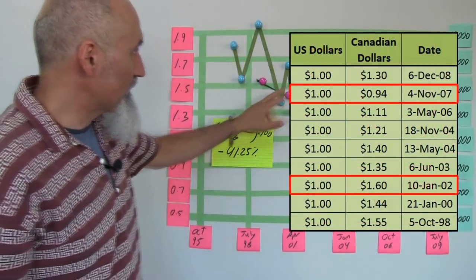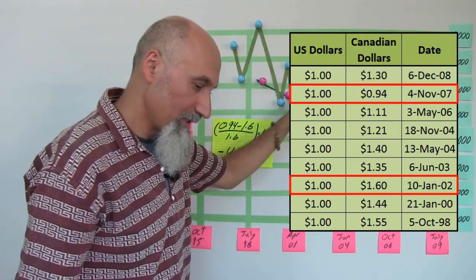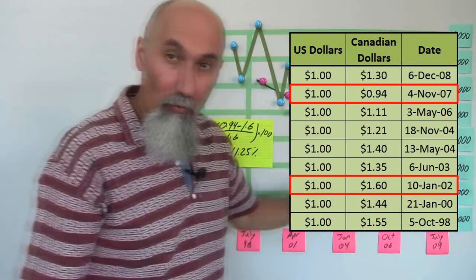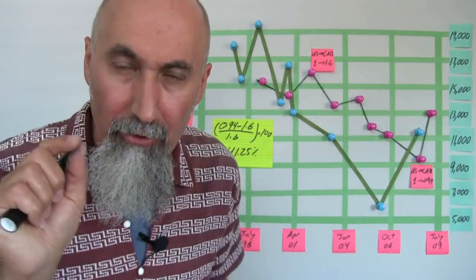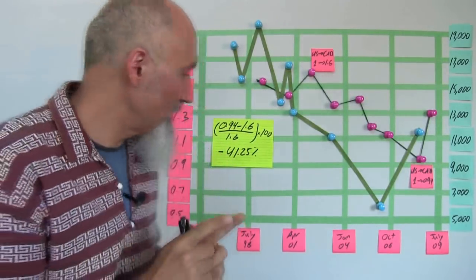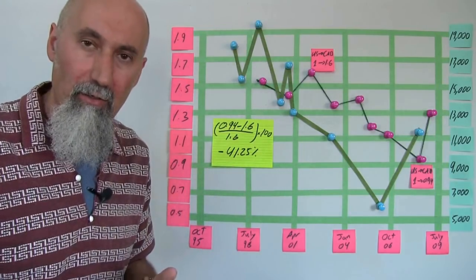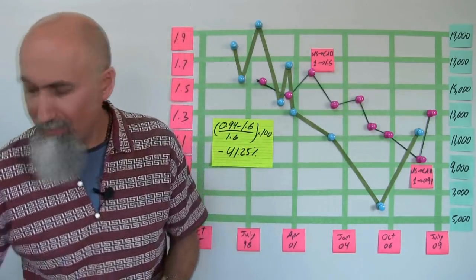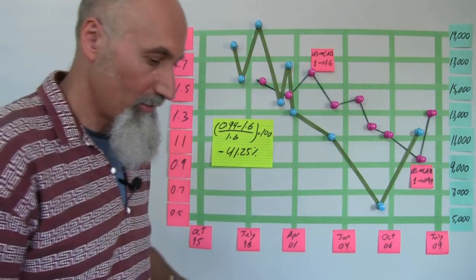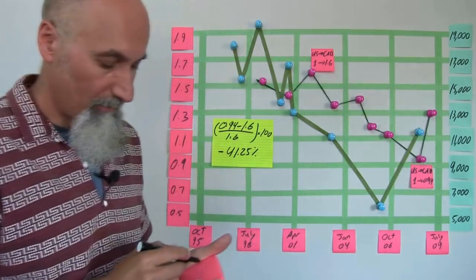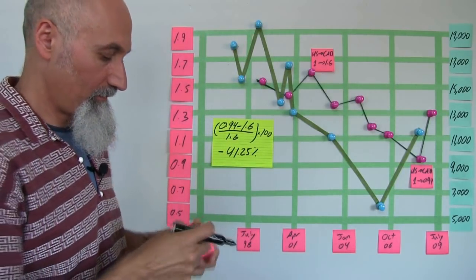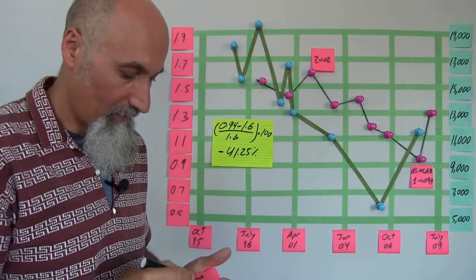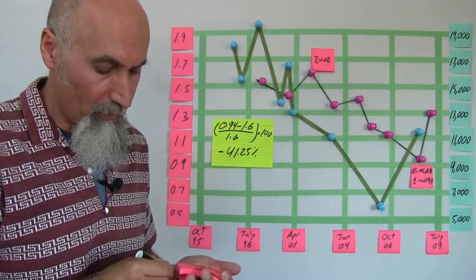So the time span here was, when was this date? This was 2002 to 2008. Over a 6-year period, US dollars relative to Canadian dollars lost 41% of their buying power. Huge. Okay, and let me put the dates on here again so you get a nice appreciation of what that means, right? So this was 2002 to 2008.